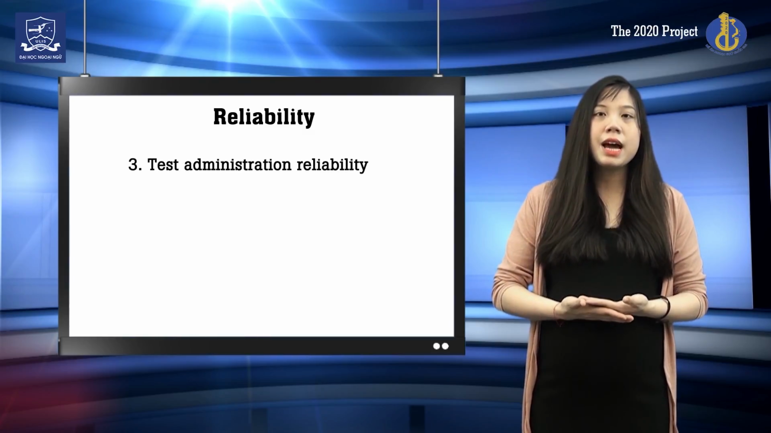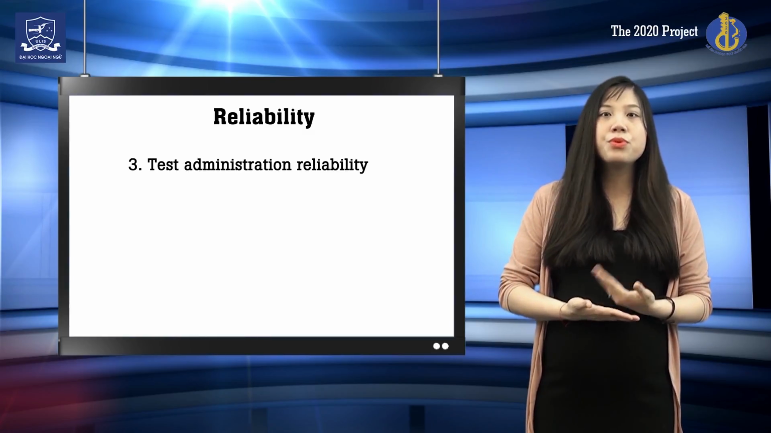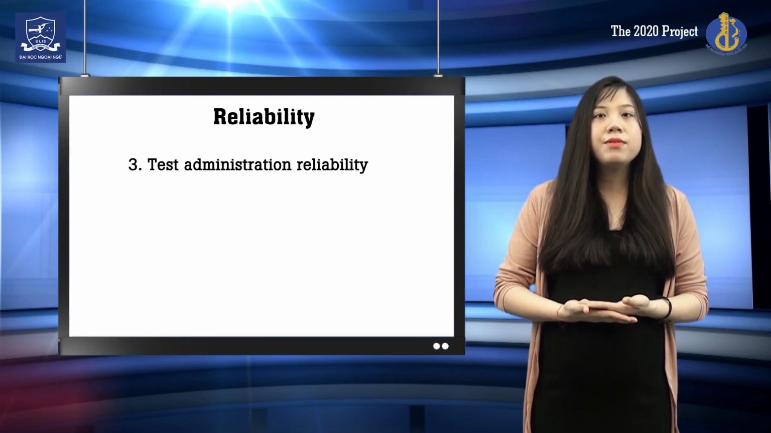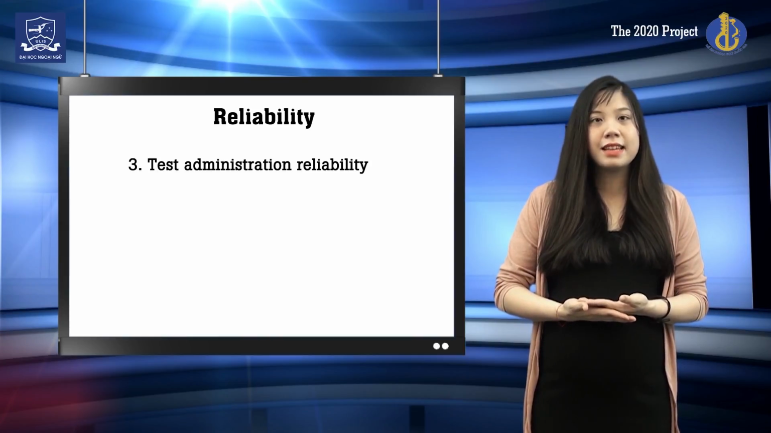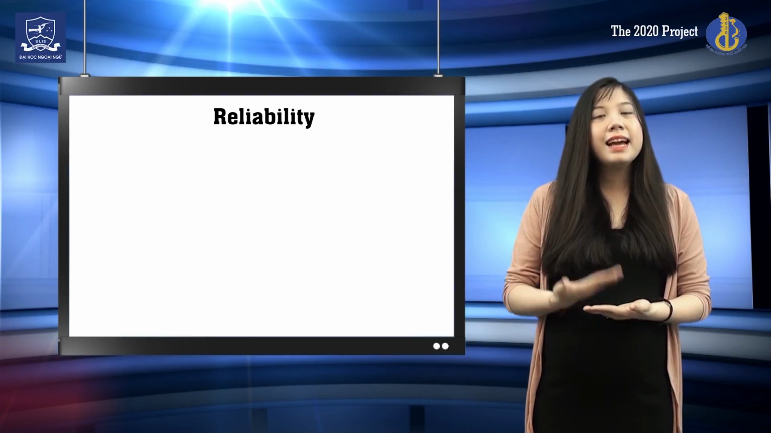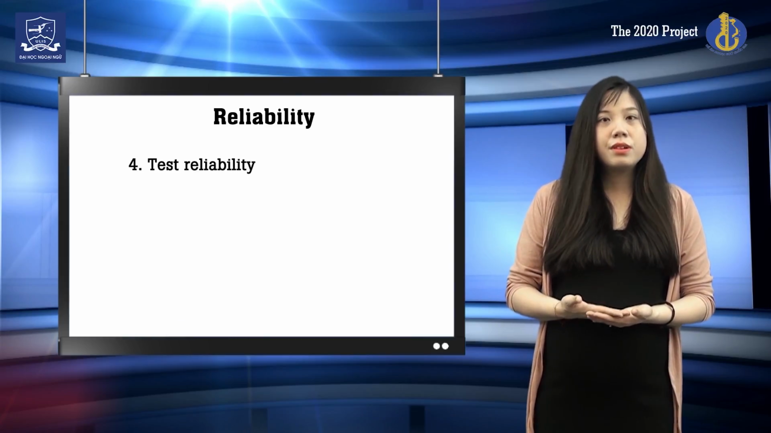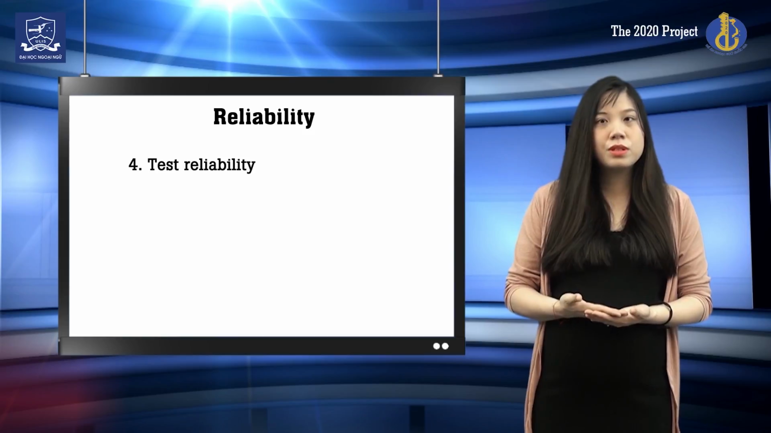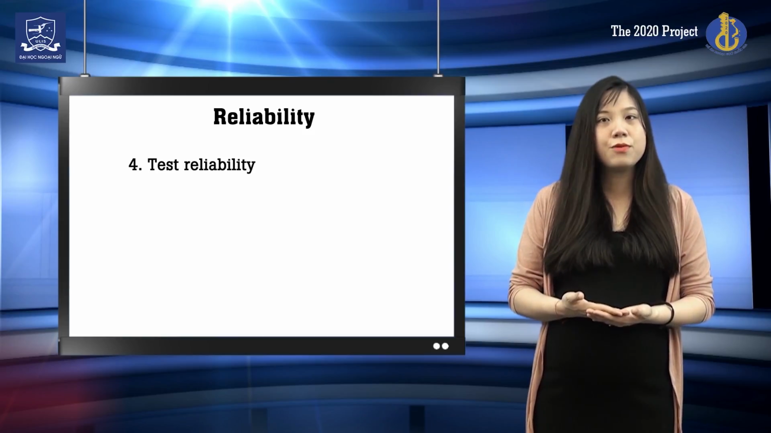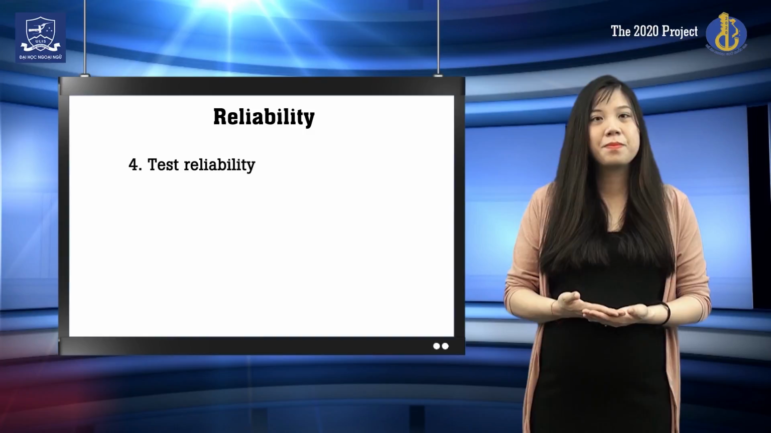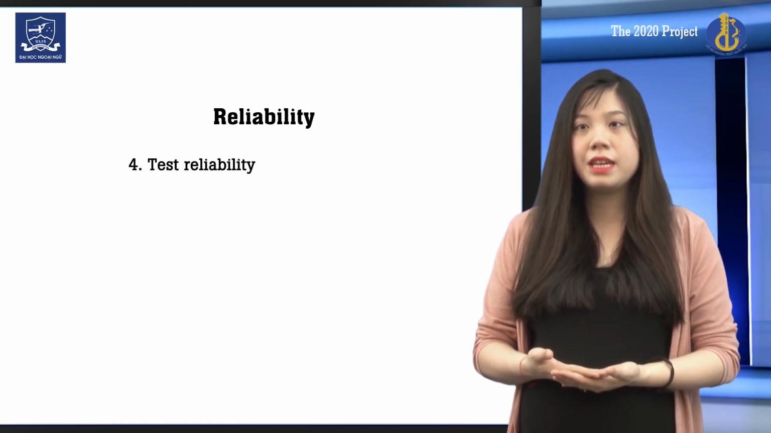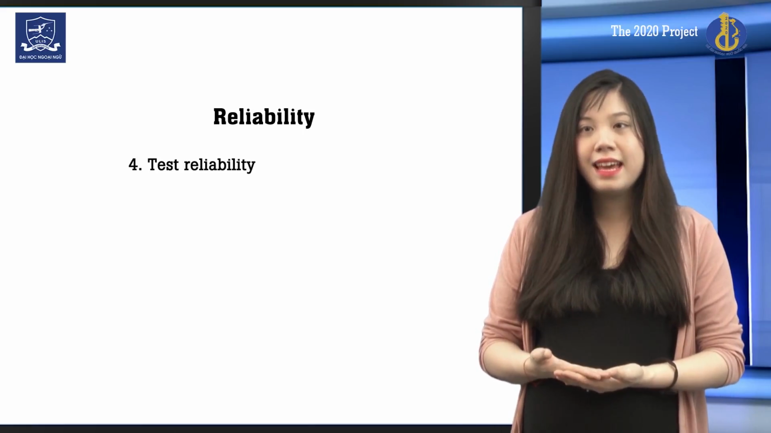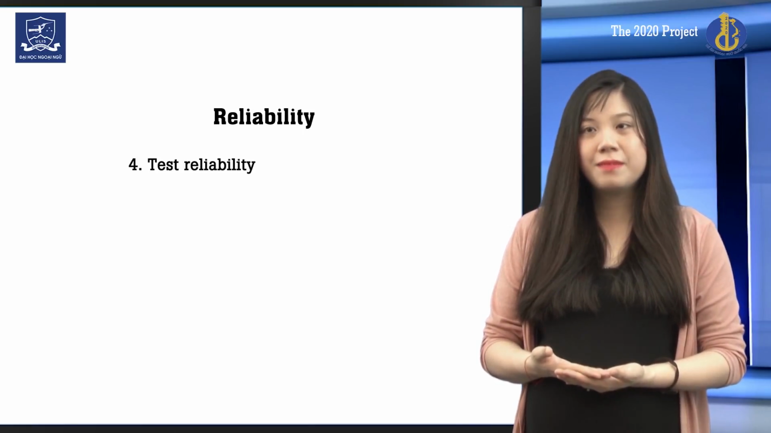Test administration unreliability may come from room conditions, photocopying variations, the amount of light supplied, variations in temperature, and even the condition of desks and chairs. Test reliability refers to the consistency of scores students would receive on alternate forms of the same test. In classroom-based assessment, test unreliability can be caused by many factors, including rater bias.